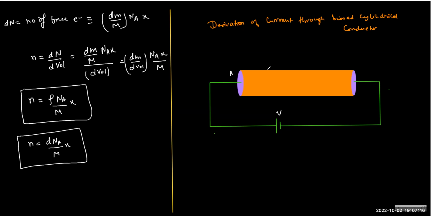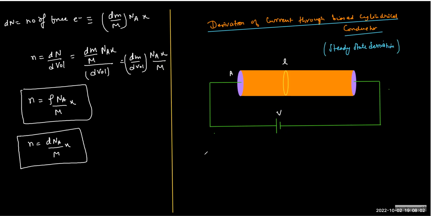So we keep the cross section area constant. L is the length. And now when we talk about the bulk motion, so bulk motion is called drift velocity, right? So imagine a cross section. And so derivation of current through biased cylindrical connector. Although it's not required, it's good to know there's something called steady state derivation.